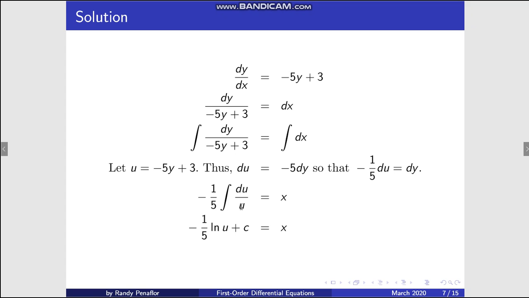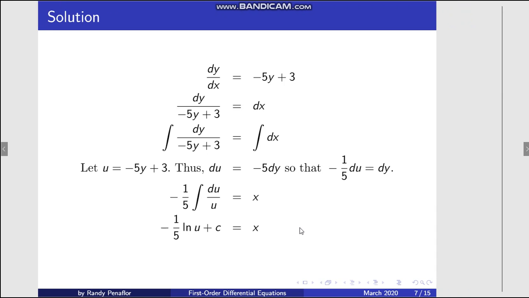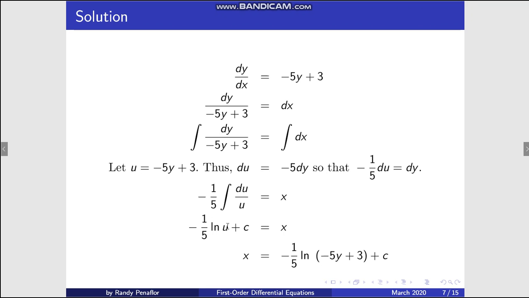The integral of du over u is simply ln of u. Thus, we get negative 1 over 5 ln of u plus c equals x. Now, replacing the u here by negative 5y plus 3, we get x equals negative 1 over 5 ln of negative 5y plus 3 plus c. Applying some properties of logarithms, you can derive other forms of this general solution. You can just check our handout for some other forms of this general solution. This completes our solution for example 1.